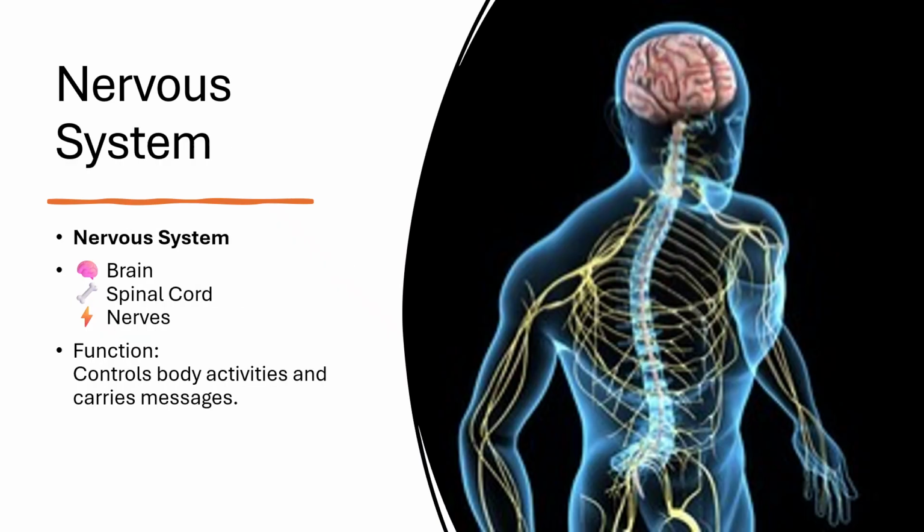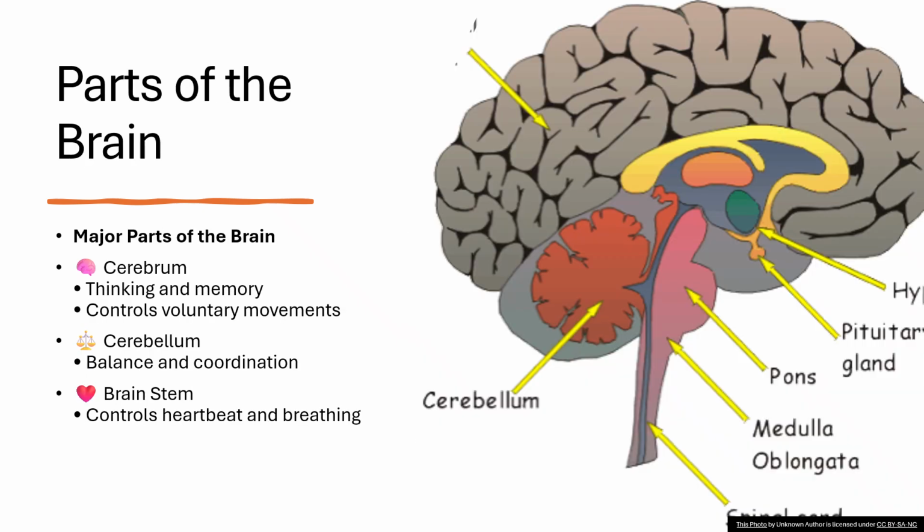The nervous system is the body's communication network. It sends messages between the brain, spinal cord, and all parts of the body. The brain is the body's control center. The cerebrum helps us think and remember. The cerebellum controls balance, and the brainstem manages vital functions like breathing and heartbeat.